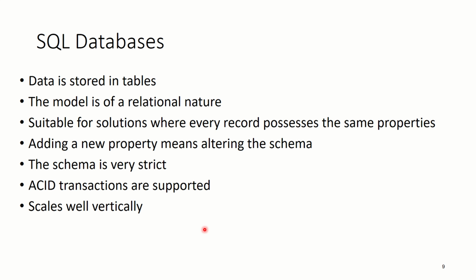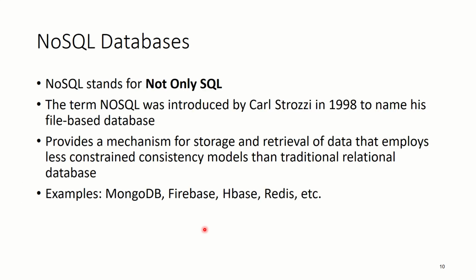We will see more about ACID transactions in detail. They are supported, and SQL scales well vertically. That means SQL databases mainly support vertical scaling. When you are using relational or SQL databases, you will have a faster response, though it is not suitable much for a distributed computing architecture. But at the same time, the response time from SQL databases will be less.